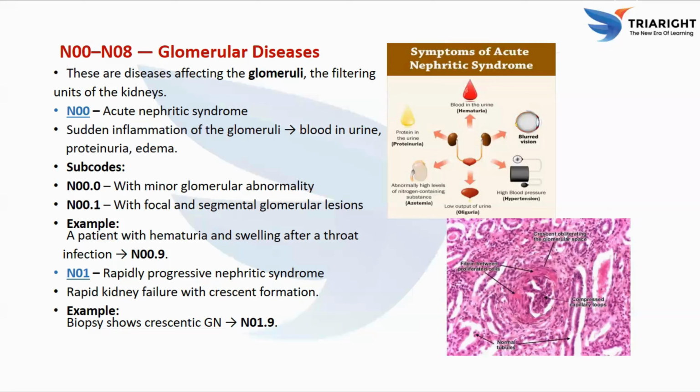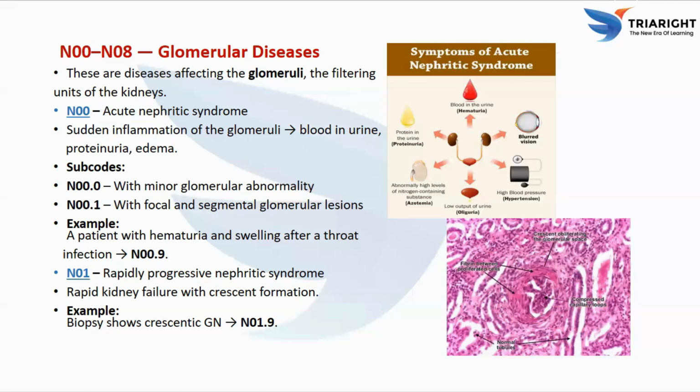So what is the example? Biopsy showing crescentic glomerulonephritis. Which code do you have to assign? N01.9. So what is the difference between N00 and N01? Feature onset: N00 is an acute inflammation, whereas N01 is rapid plus severe inflammation. Coming to outcome, N00 recovers with treatment, while N01 has a high risk of kidney failure. In biopsy, N00 appears as mild to moderate change, whereas crescent formation takes place in N01.